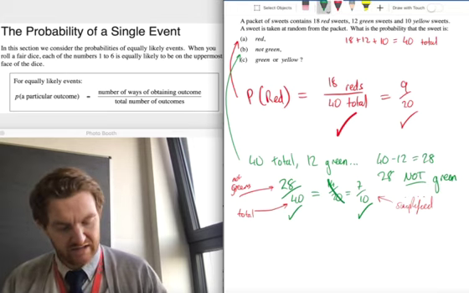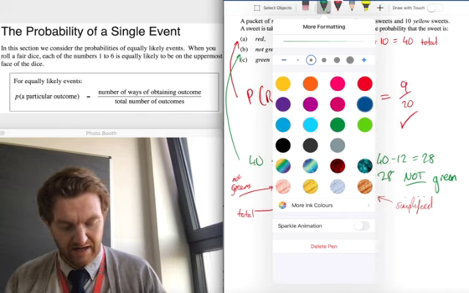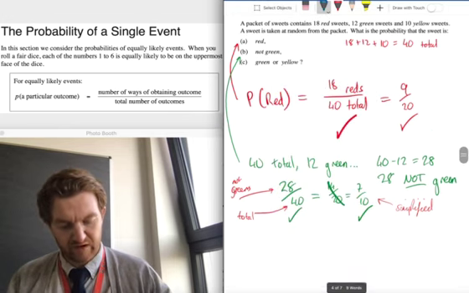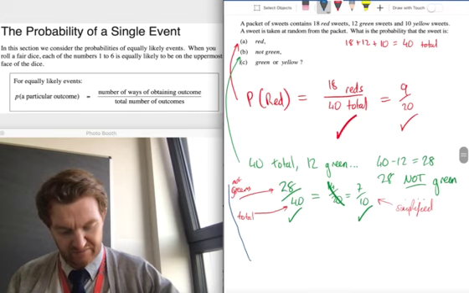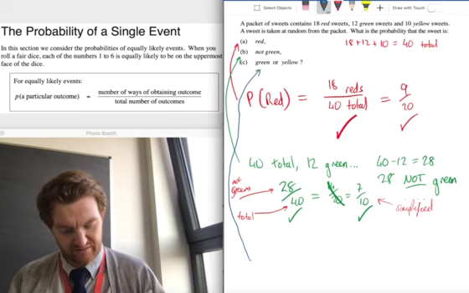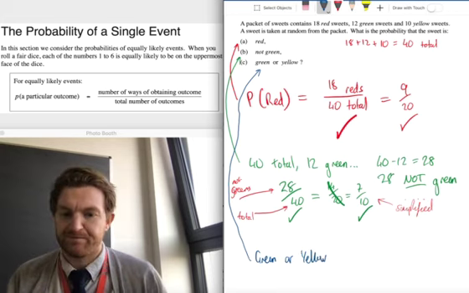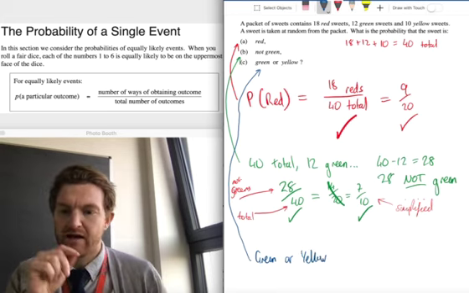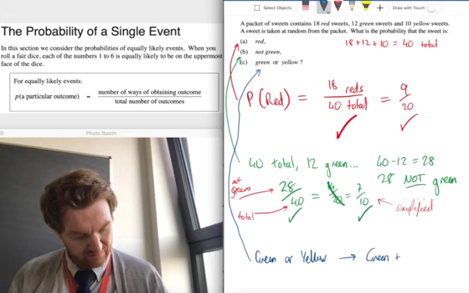Last one, it says green or yellow. So this is one way you've got to think about it, and this is a bit harder for those of you who perhaps don't have English as your first language. It's green or yellow. I always think of it like a game. If you get a green, you win. If you get a yellow, you win. So if there's 2 colours that you win on, you have a bigger chance. So it's saying green or yellow is green and yellow together.